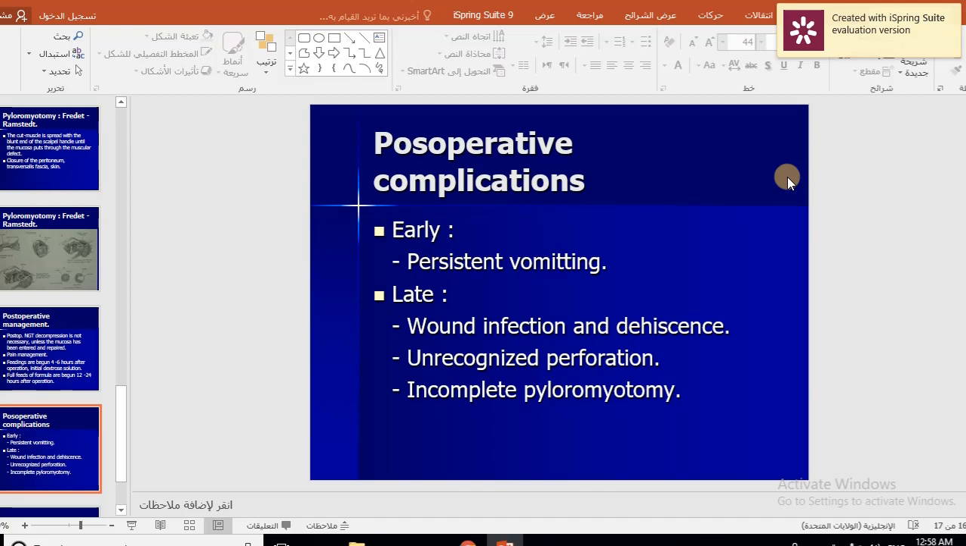Gastroesophageal reflux is mostly treated conservatively with positioning of the patient and low milk volume with frequent milk intake.